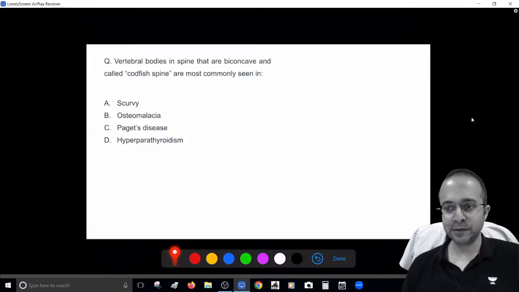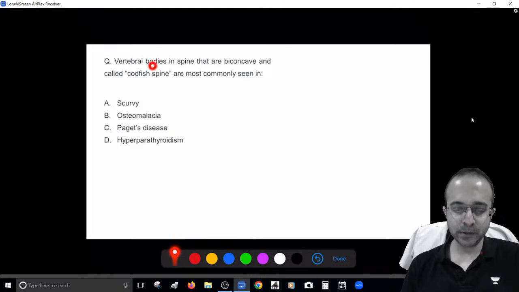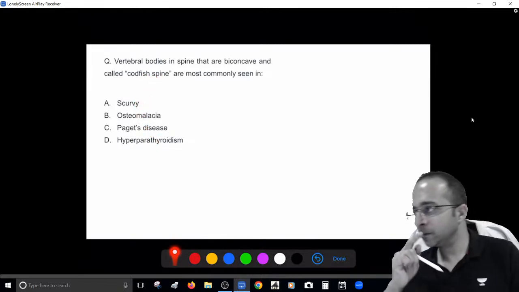Okay, one last one, and then the class will be over. One last one. Vertebral bodies are biconcave, like a codfish spine. So what is the likely diagnosis?